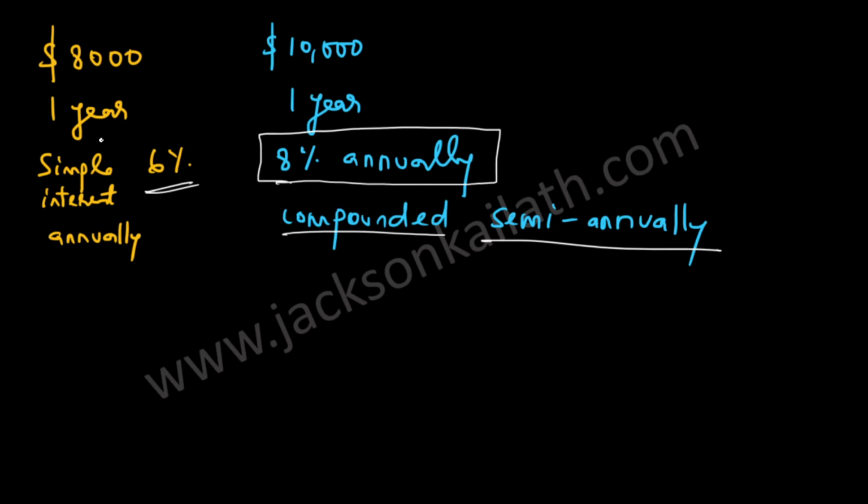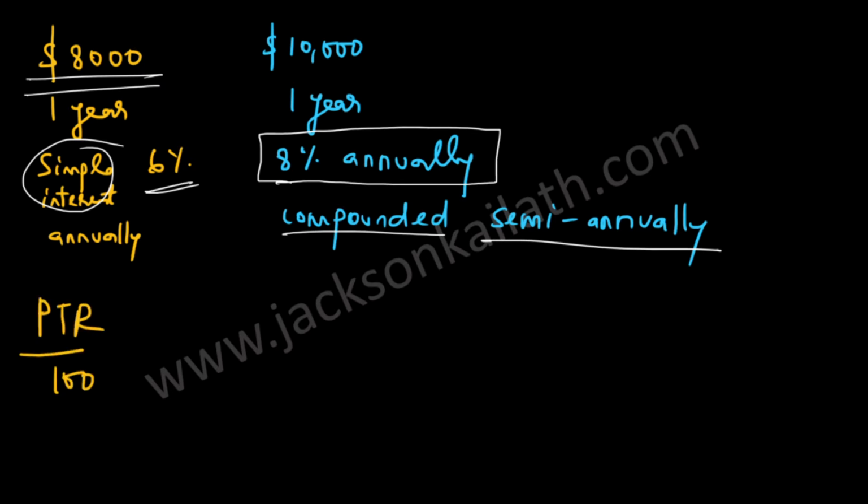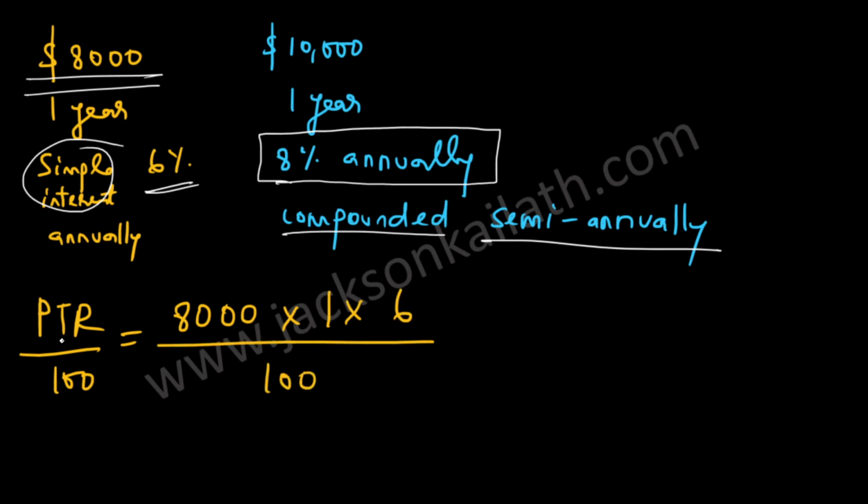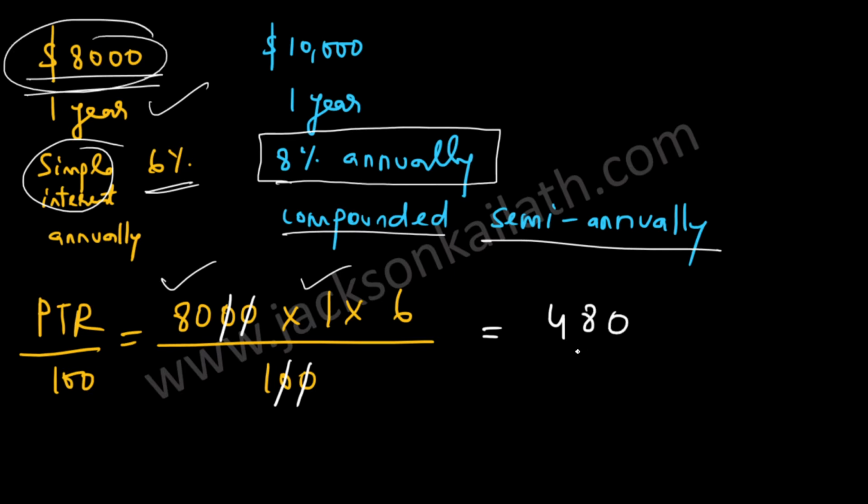So over here, this is simple interest. So the interest he would be earning on $8,000 would be given by PTR by 100, right? Simple interest is equal to PTR by 100. Over here, P is the principal, which is 8,000. The time is 1 year. So we have 1 over here. And the interest rate is 6%. So we have 6 by 100, right? Let's simplify this. These two cancel out. So that's 80 into 6, which is equal to $480. So on this $8,000, he makes $480.